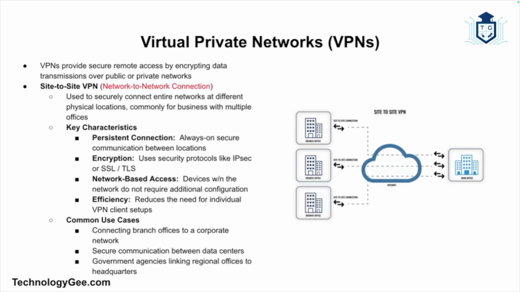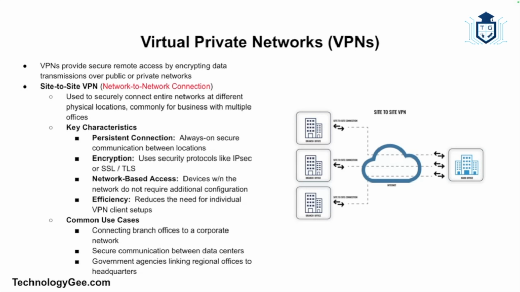A site-to-site VPN is used to connect entire networks at different physical locations securely over the internet. This type of VPN is commonly used by organizations with multiple offices to ensure secure communication between branch offices and headquarters. The primary characteristics of a site-to-site VPN include the following.